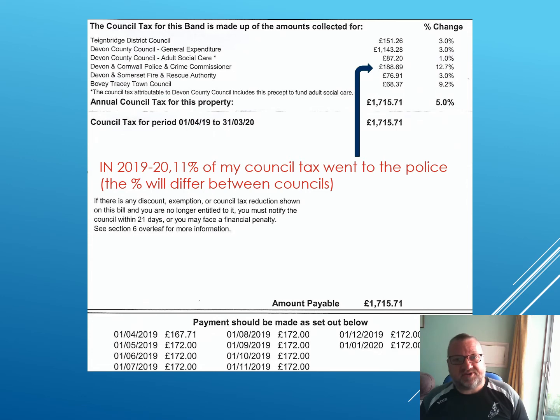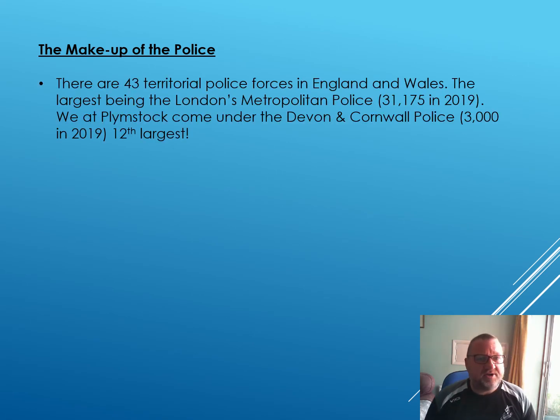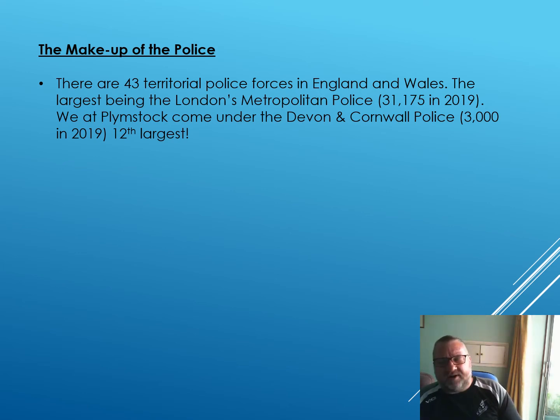So as a percentage of my council tax, I paid more last year than I did the year before as a percentage towards the police. Okay, moving on. How is the police made up? Well, the reality is you've got 43 territorial police forces in England and Wales. So they're divided up within regions. The largest by far is the London Metropolitan Police.